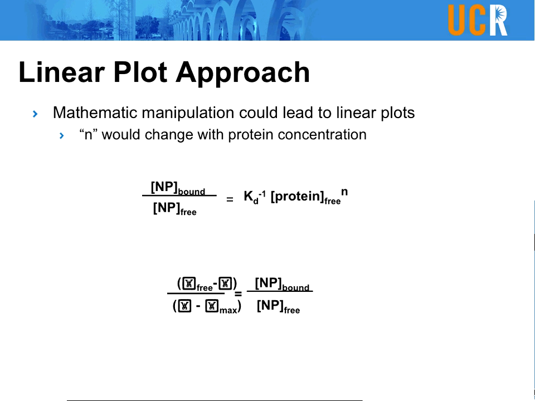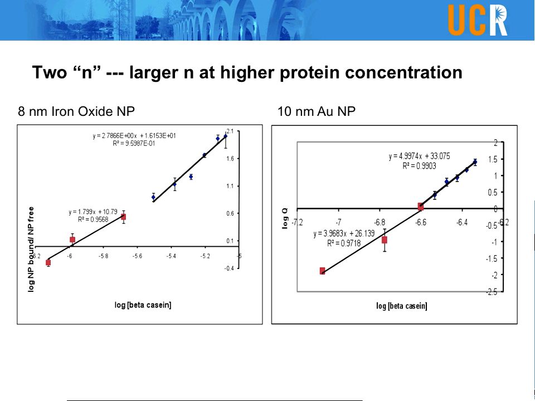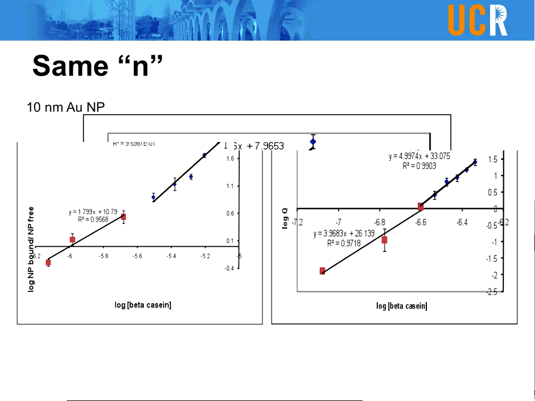However, if we use another approach to analyze the data, we could actually obtain the stoichiometry. And this n will change with protein concentration. When protein concentration is low, the n number is smaller. And when the protein concentration is high, then the n number would be larger. This is representative of non-specific binding. Also, this n number is larger than 1, so it's also a cooperative binding mode between the protein and the nanoparticle.